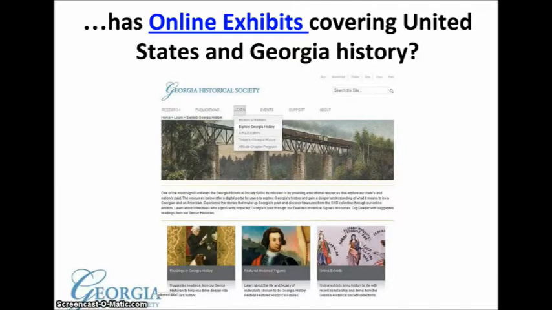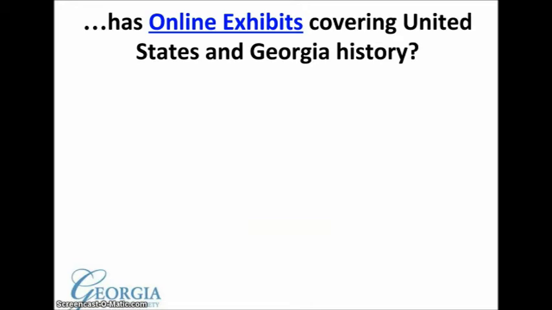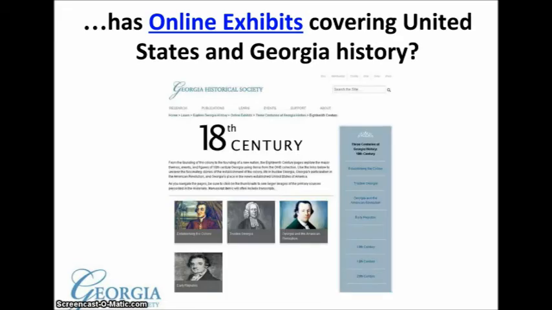Did you know that the Georgia Historical Society has online exhibits covering United States and Georgia history? Each of these primary source-based interactive exhibits brings history to life with recent scholarship and items from our collections. Just go to the Explore Georgia History page and click on Online Exhibits. You can see the online exhibits that we have here. Let's check out the 3 Centuries of Georgia History page. In this exhibit, you can look at primary sources by century and different historical phases within that century.